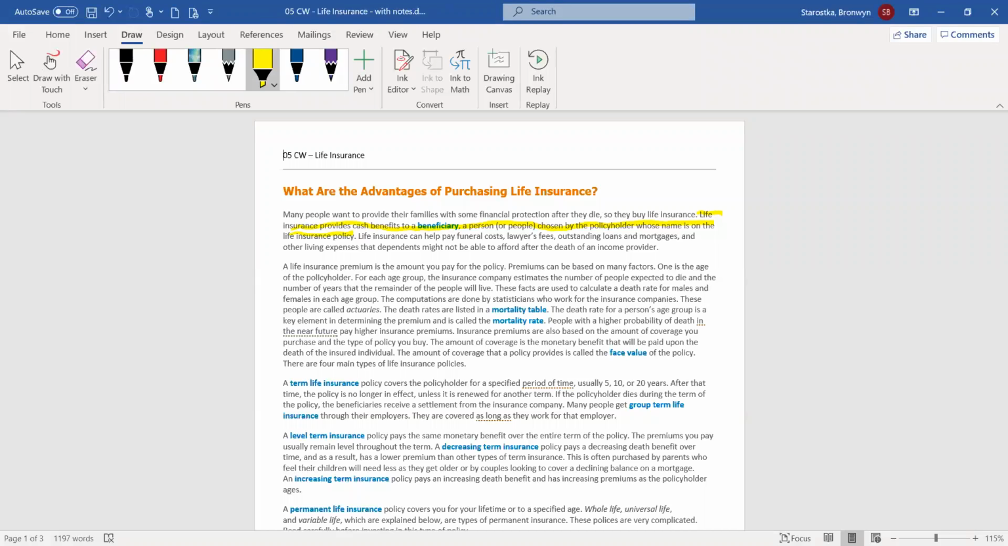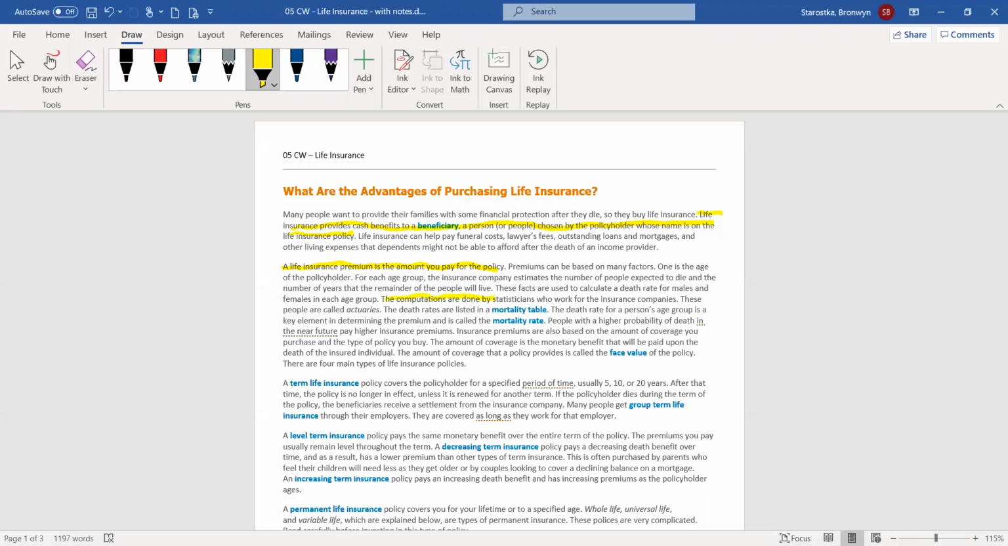A life insurance premium, remember we used that word premium before when we were talking about cars, is the amount you pay for the policy. Premiums can be based on many factors. One is the age of the policy holder. So for each age group, the insurance company estimates the number of people expected to die and the number of years that the remainder of the people will live. Pretty dark. These facts are used to calculate a death rate for males and females in each age group.